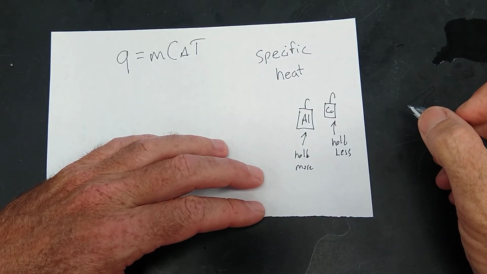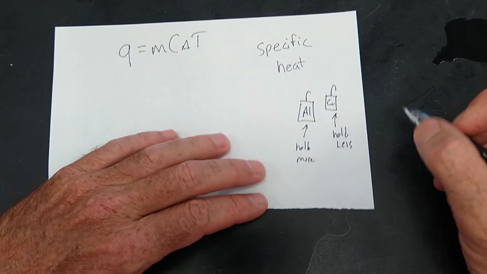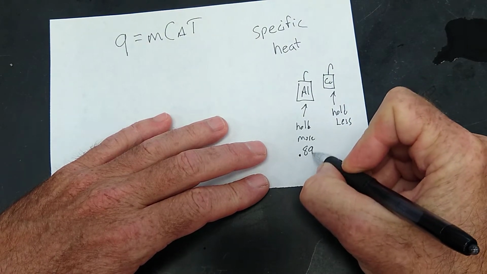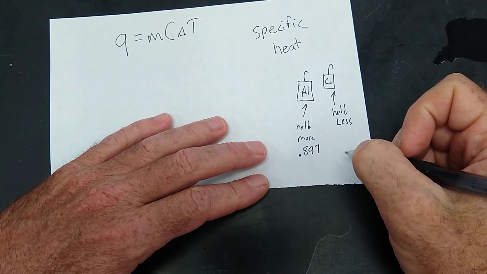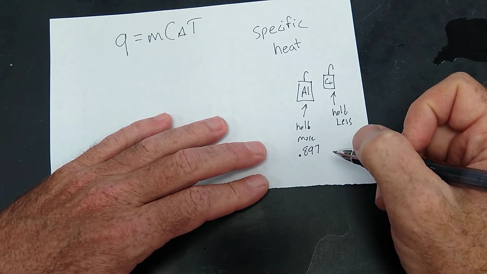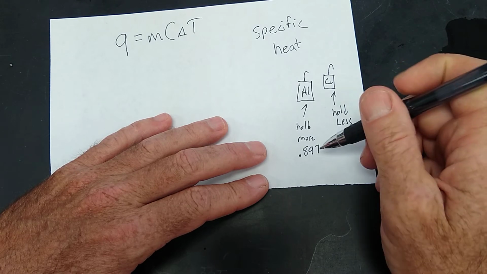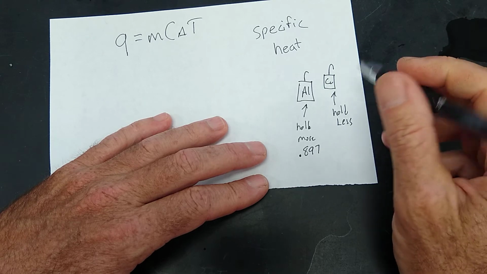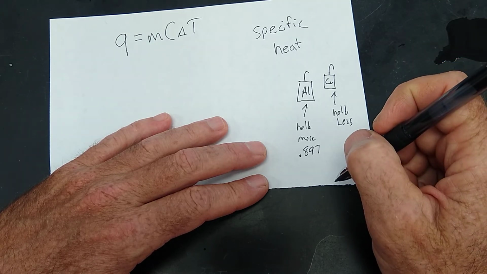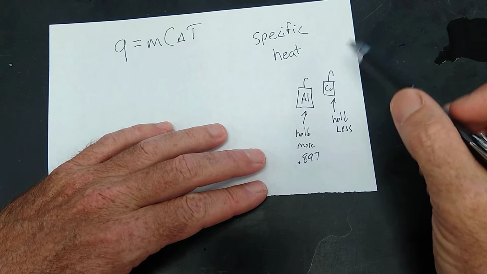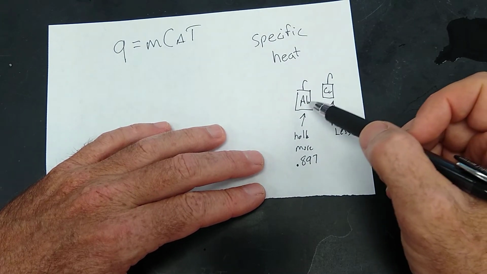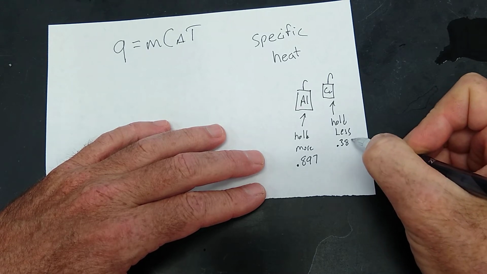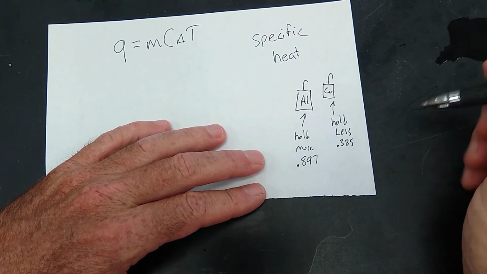If you look on the bottom of page 1 of your chemistry tables, you'll see that aluminum has a specific heat of, I'm doing this off the top of my head, I think 0.897. And 0.897 is the specific heat. That means it takes 0.897 joules of energy to heat up a gram of this by 1 degree Celsius. And copper's is really low. I think it's 0.385 or something. I'm doing this from memory.